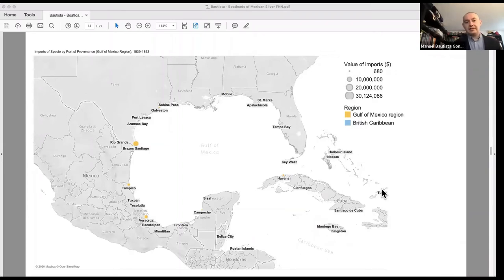So the four main ports out of five, excepting New York, that are exporting specie to New Orleans are located in the Gulf of Mexico. So I have already explained to you what's happening with Brazos Santiago. Veracruz is the longstanding port that exports Mexican silver to the world, coming in from colonial times. And then Tampico rises in the 19th century after independence as a rival to Veracruz. Then there is some specie coming in from Havana.